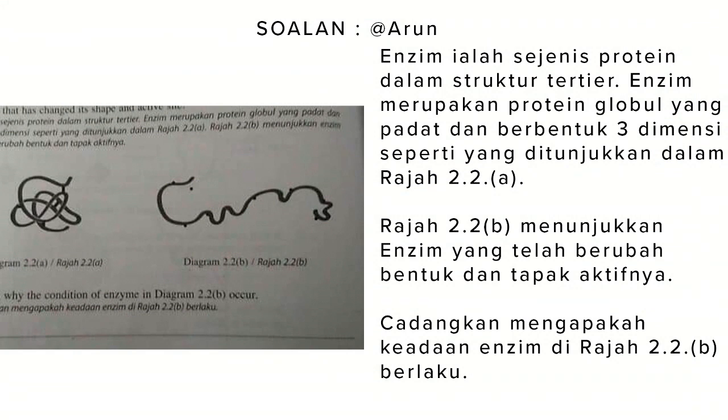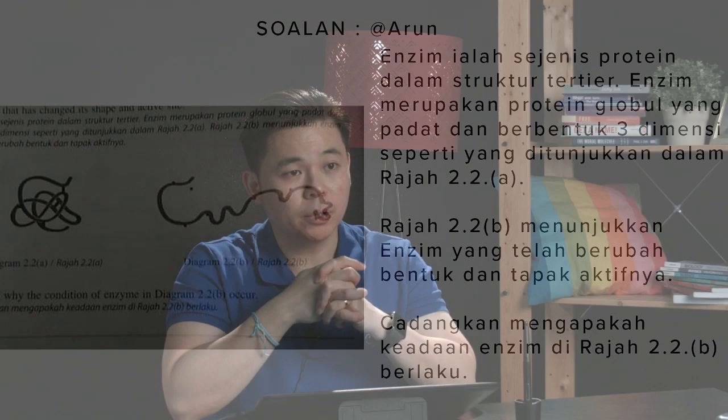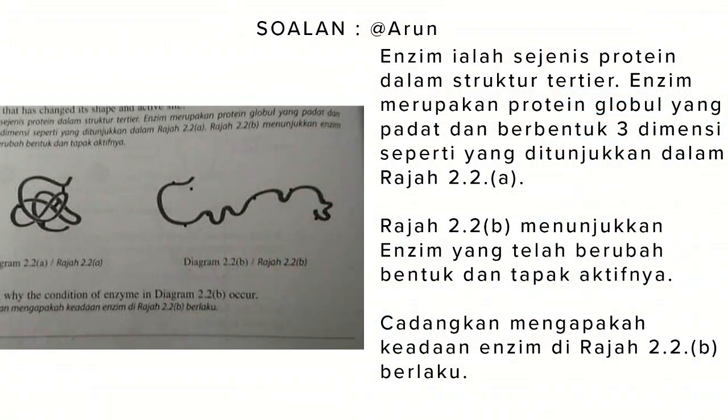Daripada belajar Arun. Okey, soalan dia, enzim jelas jenis protein dalam struktur tertier. Enzim merupakan protein globule yang padat dan berbentuk 3 dimension seperti A ya. Itu A ialah struktur tertier, means the level 3. Lepas tu untuk yang B punya menunjukkan enzim telah berubah bentuk dan tapak aktif sekali. Mengapakah keadaan enzim di 2.2B boleh berlaku? Jawapan ialah ternyata asli. Kalau untuk kes begini, bayangkan yang A itu adalah original punya. Dia dalam bentuk protein, globule, padat, 3D, itulah tertier kan.